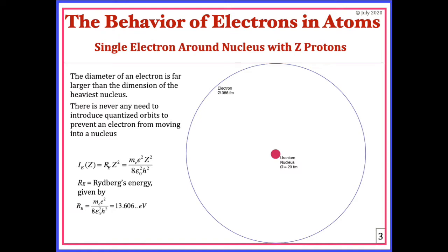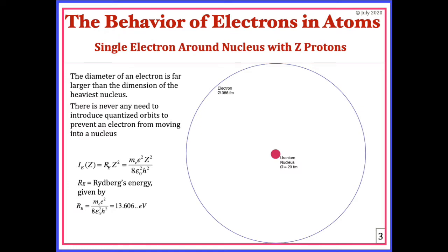The first feature to note, as shown in this diagram, is that even a large uranium nucleus, including the skin effect, has a diameter of about 1/20th of that of an electron. An electron can't physically fit into the largest nucleus. There is no need to ever consider the possibility of quantized orbits being needed to prevent electrons from being captured by the nucleus. The electron's axis of rotation is vastly larger than even the largest nucleus.